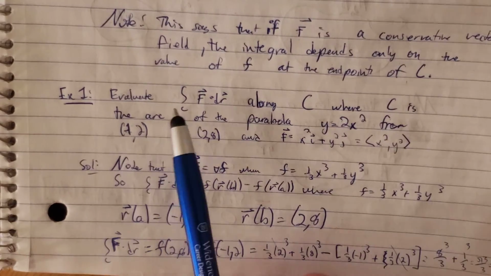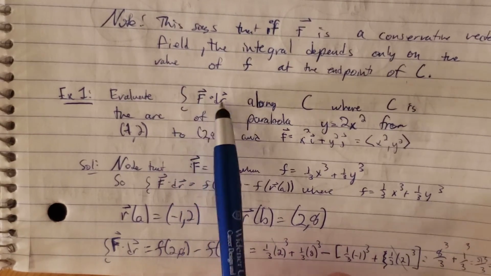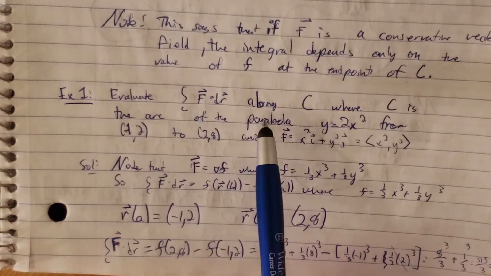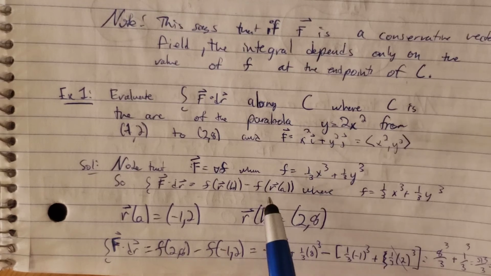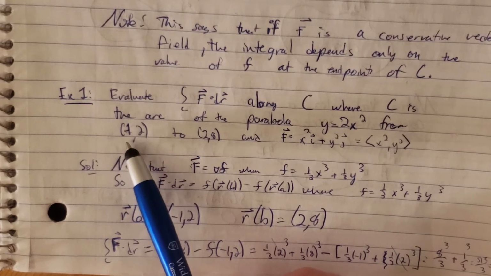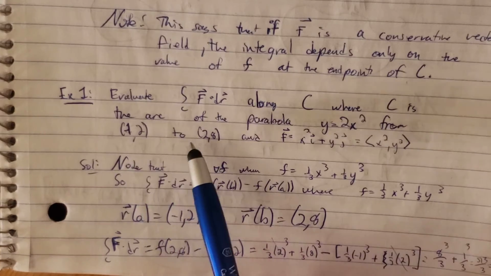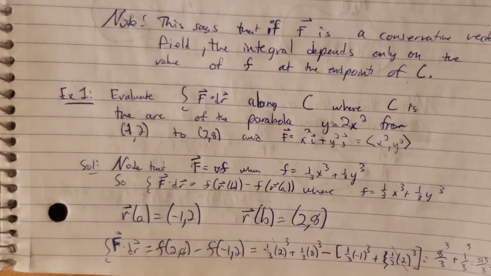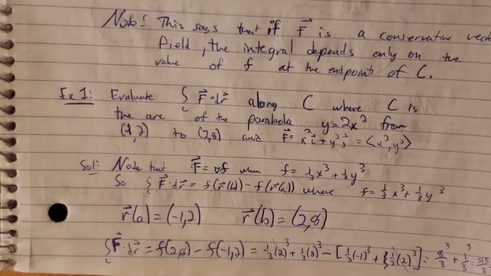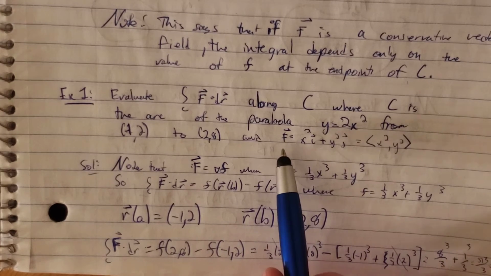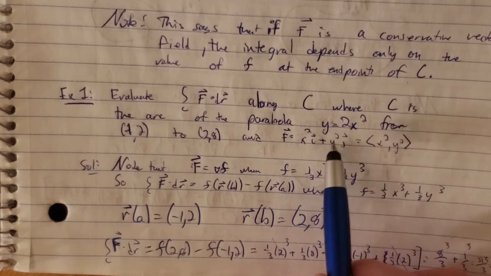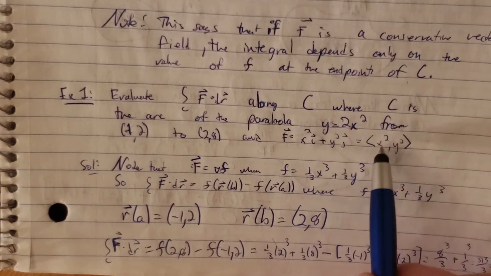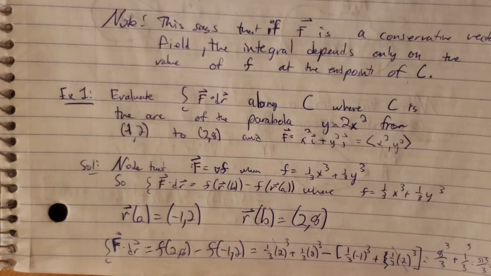Okay, so we're going to do an example where we evaluate F dot dr over a curve C, where C is the arc of the parabola y equals 2x squared from (-1, 2) to (2, 8). All right. Well, first we notice, and where F is x squared i plus y squared j, or in other words, the vector written out in this vector form, x squared, y squared.